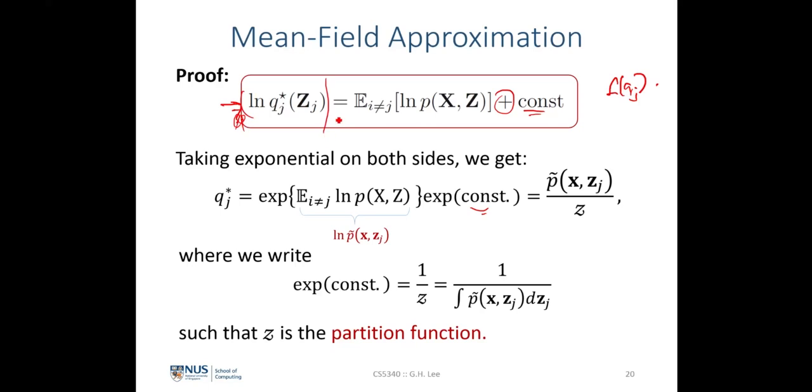So taking the exponential of this term as well as the exponential of this term here, the sum naturally becomes a product. And what's interesting is that we are going to rewrite this particular term as 1 over Z, where we will define this Z. Note that this Z here is not the same as the latent random variable z in the joint distribution here.